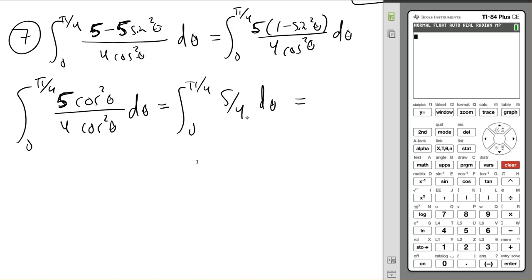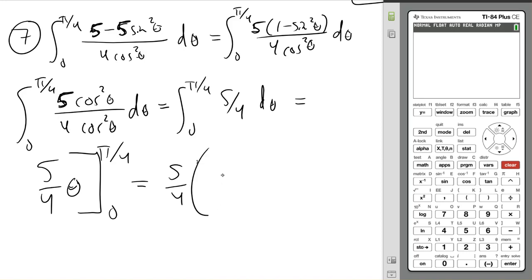Well, what do we take the derivative of to get 5/4? 5/4 x minus. Not x. Theta? Yeah, theta. In this case, it would be theta. Okay, and then it still needs to be evaluated from 0 to pi over 4. So plug in pi over 4 the first time. Plug in 0 the next time.